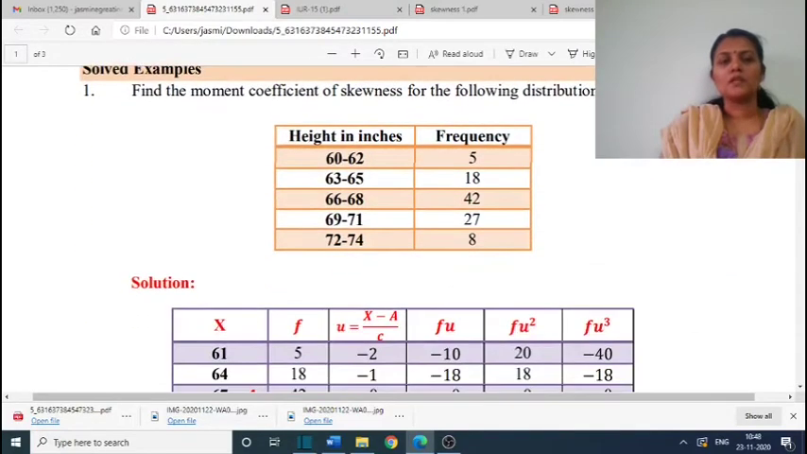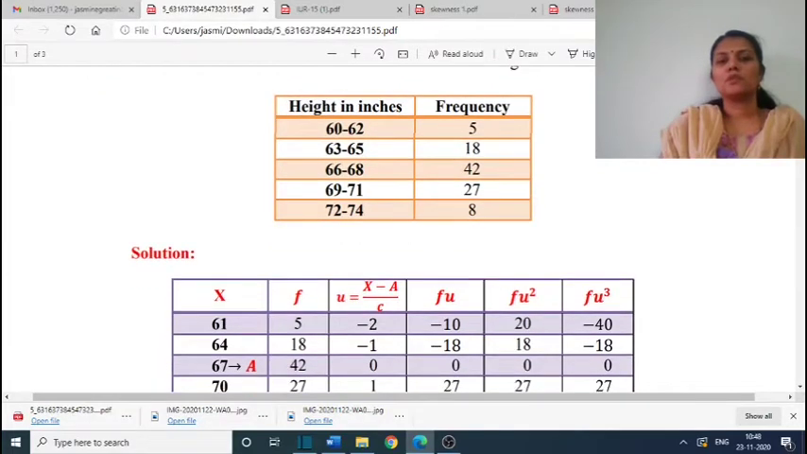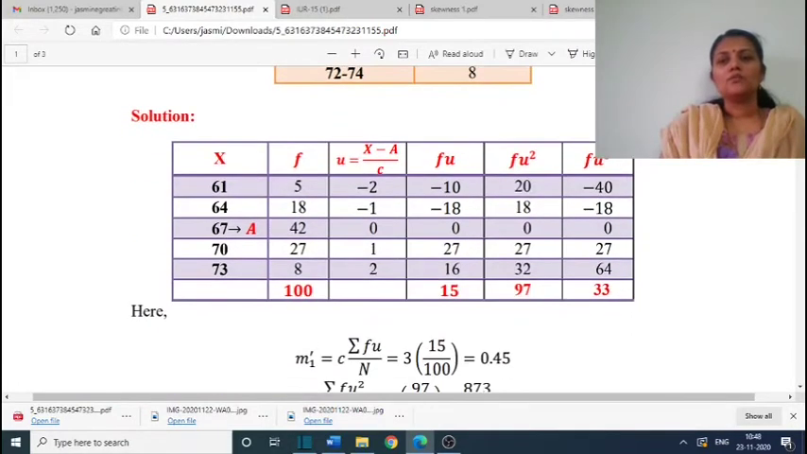So the problem is find the moment coefficient of skewness for the following distribution. Height in inches 60 to 62, frequency is 5, 63 to 65, frequency 18, 66 to 68, frequency 42, 69 to 71, frequency 27, 72 to 74, frequency 8. Now to find the solution, we have to find the second moment and third moment. For that we could find fu square and fu cube or x cube.